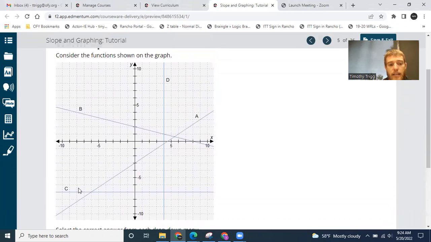A line that is straight horizontal, like line C, has zero slope. Basically, a slope is a measure of the steepness of the line. So if a line is perfectly straight like this, then it has no steepness, so it has zero slope. On the other hand, if it's a completely vertical line, then it has what we call undefined slope. So in this case, line C has zero slope and line D has undefined slope.